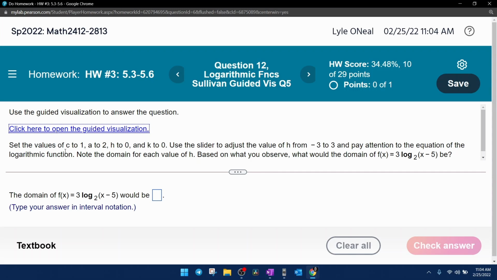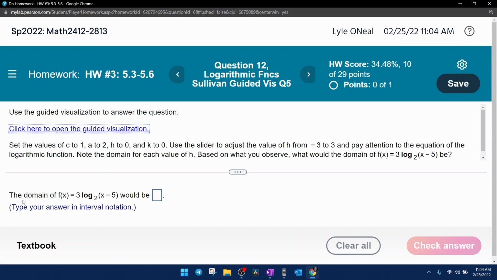Notice it says set the values of C to 1, A to 2, H and K both to 0, and then use the slider to adjust the value of A. That's what we've been doing in the last two examples. Adjust the value of H from -3 to 3. Pay attention to the equation of the logarithmic function. Here we are focusing on domain.